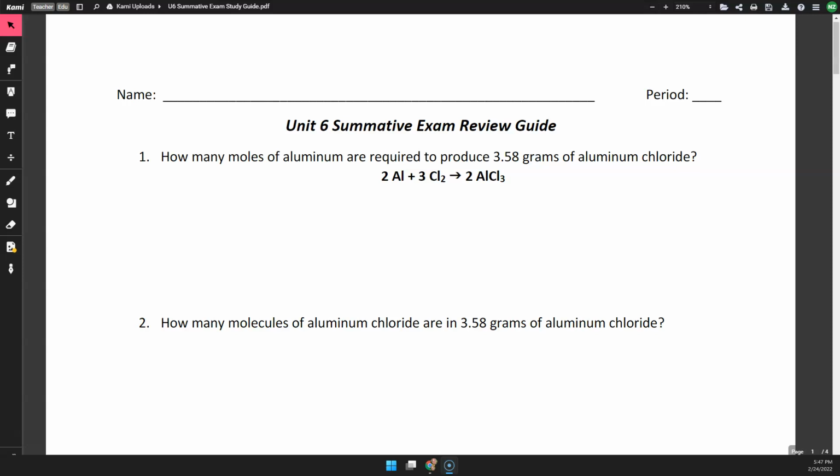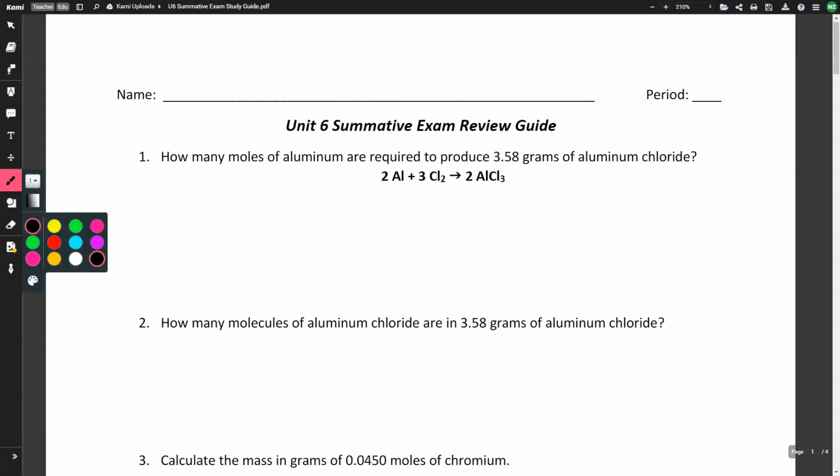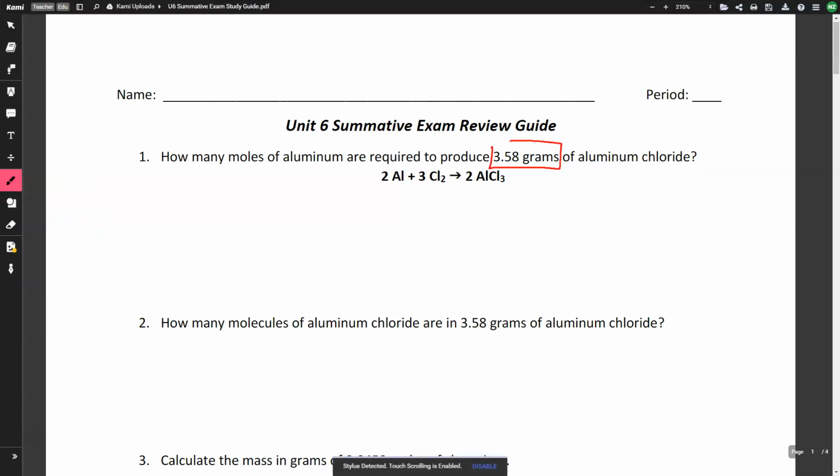So let's start with number 1. How many moles of aluminum are required to produce 3.58 grams of aluminum chloride? Okay, so we've got grams, and it's asking us for how many moles. We're starting with aluminum chloride, and it's asking about moles of aluminum. Always start with the given number, which is 3.58 grams of aluminum chloride.